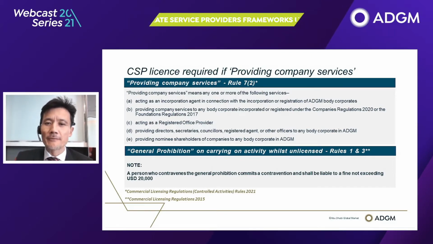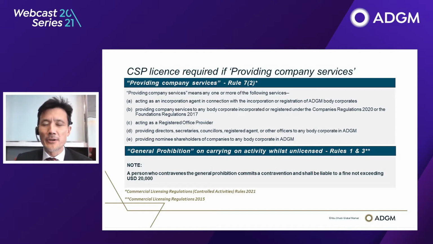It is important to note the general prohibition contained in the Commercial Licensing Regulations 2015 on carrying on an activity whilst unlicensed, and that any person who is found to have contravened the general prohibition commits a contravention and is liable to a fine not exceeding $20,000 US.